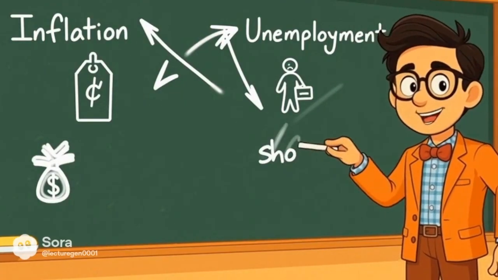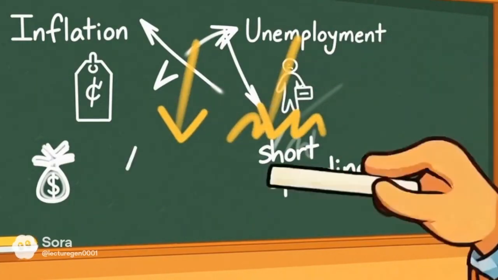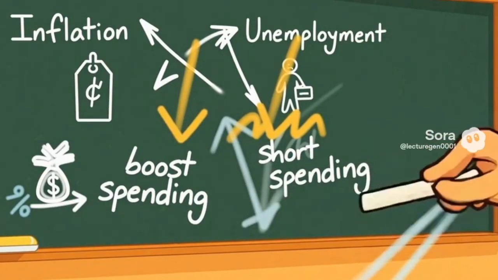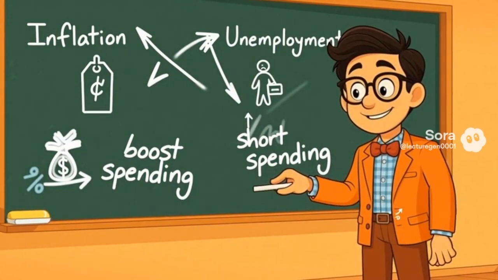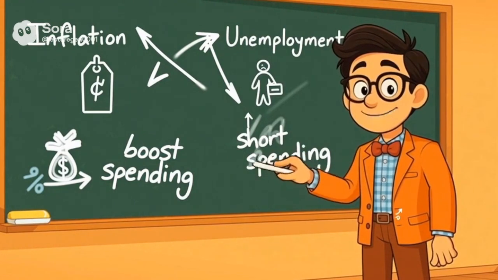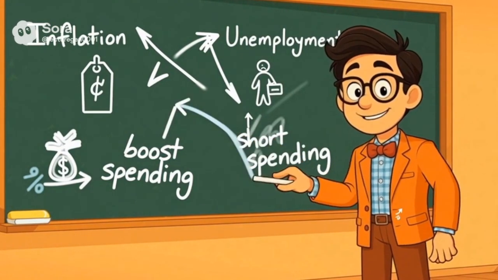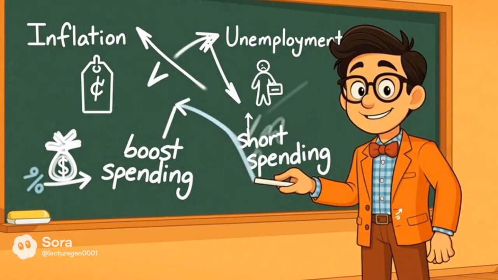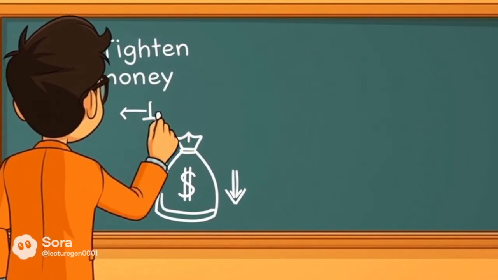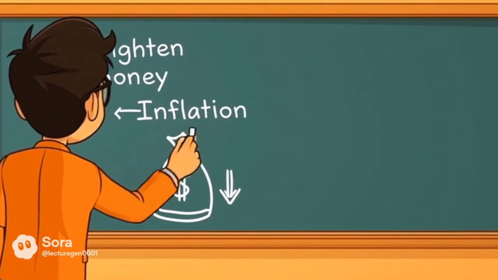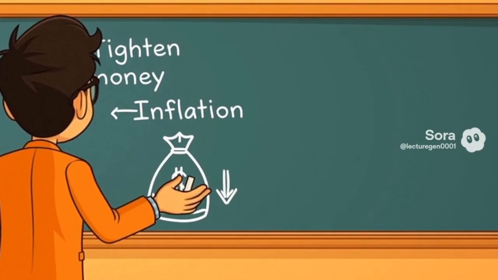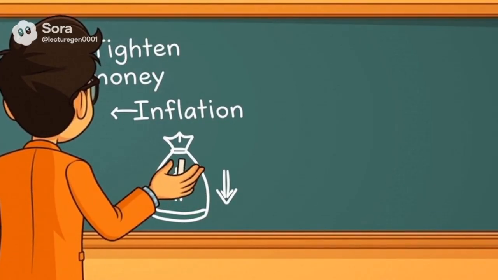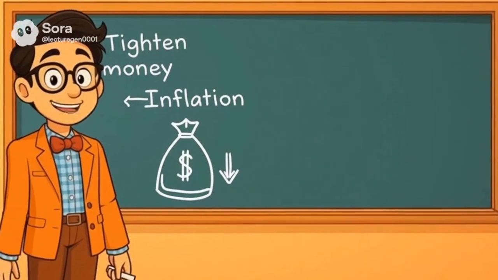Finally, there's a classic trade-off between inflation and unemployment. In the short run, policymakers sometimes face a choice. Boosting spending or lowering interest rates can reduce unemployment, but it may also lead to higher inflation. Conversely, tightening the money supply can lower inflation, but often at the cost of higher unemployment.